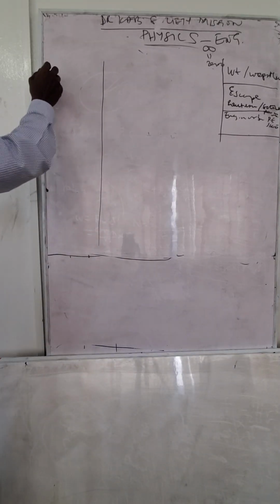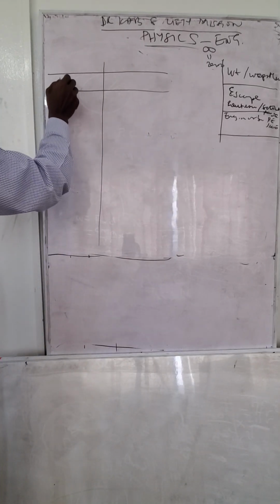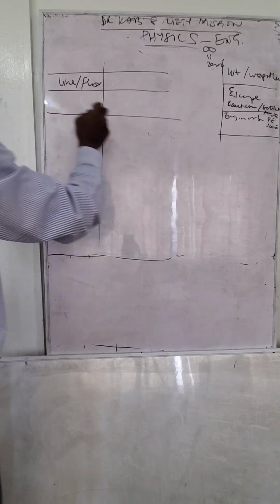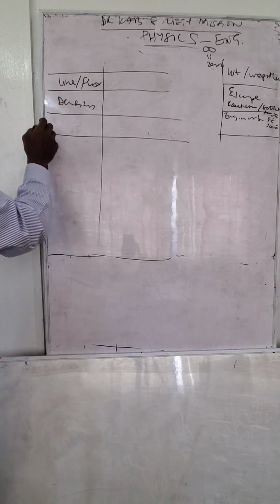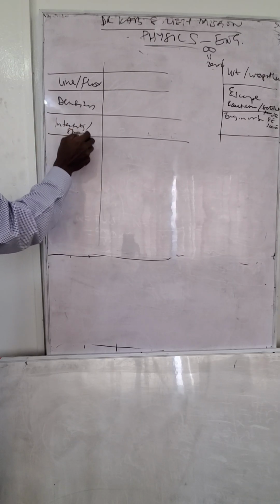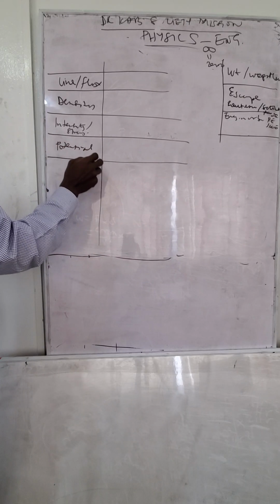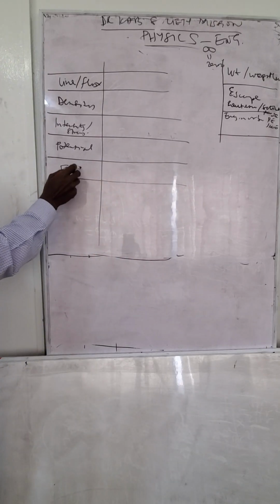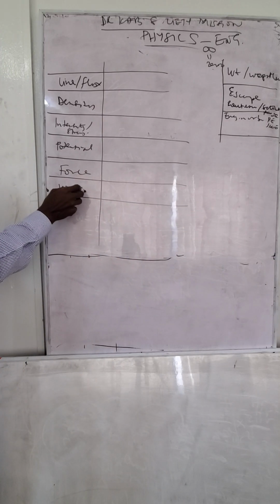So the big concept summary, that will end us. The first one we say is the lines of forces or flux. Then the next one we say is the density. Next one we say is the intensity or strength. Then the next one is potential. Then the next one we talk about is force. The last, not the least, we talk about work done.